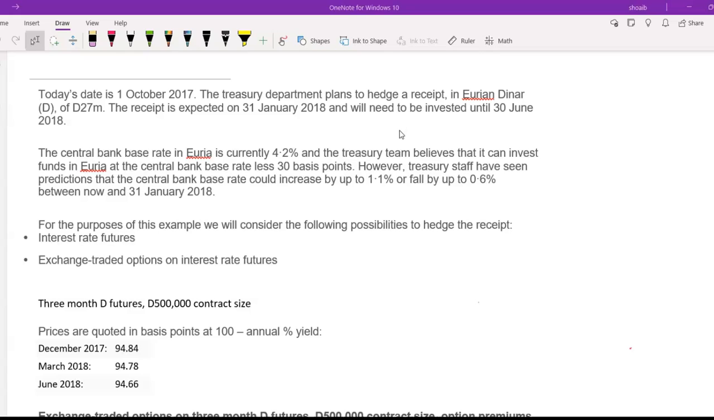Today's date is 1st October 2017. The Treasury Department plans to hedge a receipt in Euro dinar of 27 million. So 27 million dinar is the receipt. The receipt is expected on 31st January 2018 and will need to be invested until 30th June 2018. So today is 1st October.